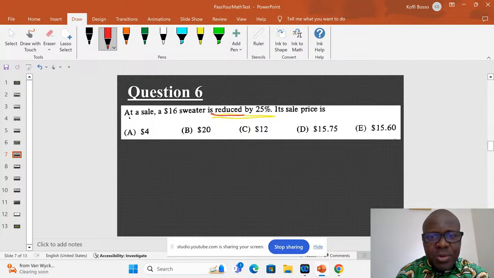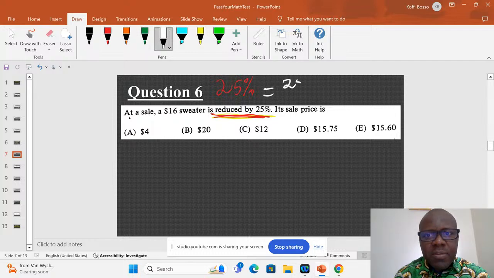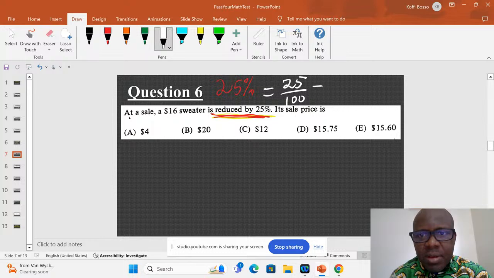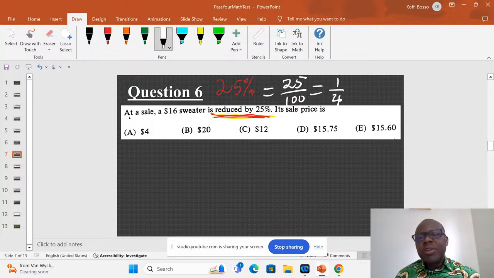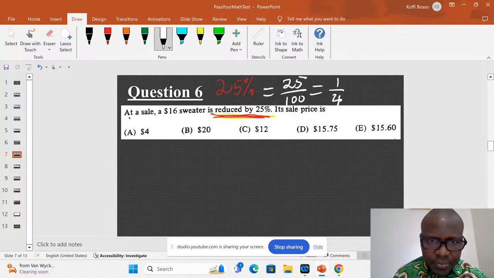First of all, when they say 25%, that means 25 out of 100, and this is the same as a quarter, because 25 divided by 25 is 1 and 100 divided by 25 is 4. So every time you see 25%, know that this is a quarter, 1 over 4, which is similar to dividing by 4. Every time you see 50%, the one we did previously, this is a half, and a half means we divide by 2.